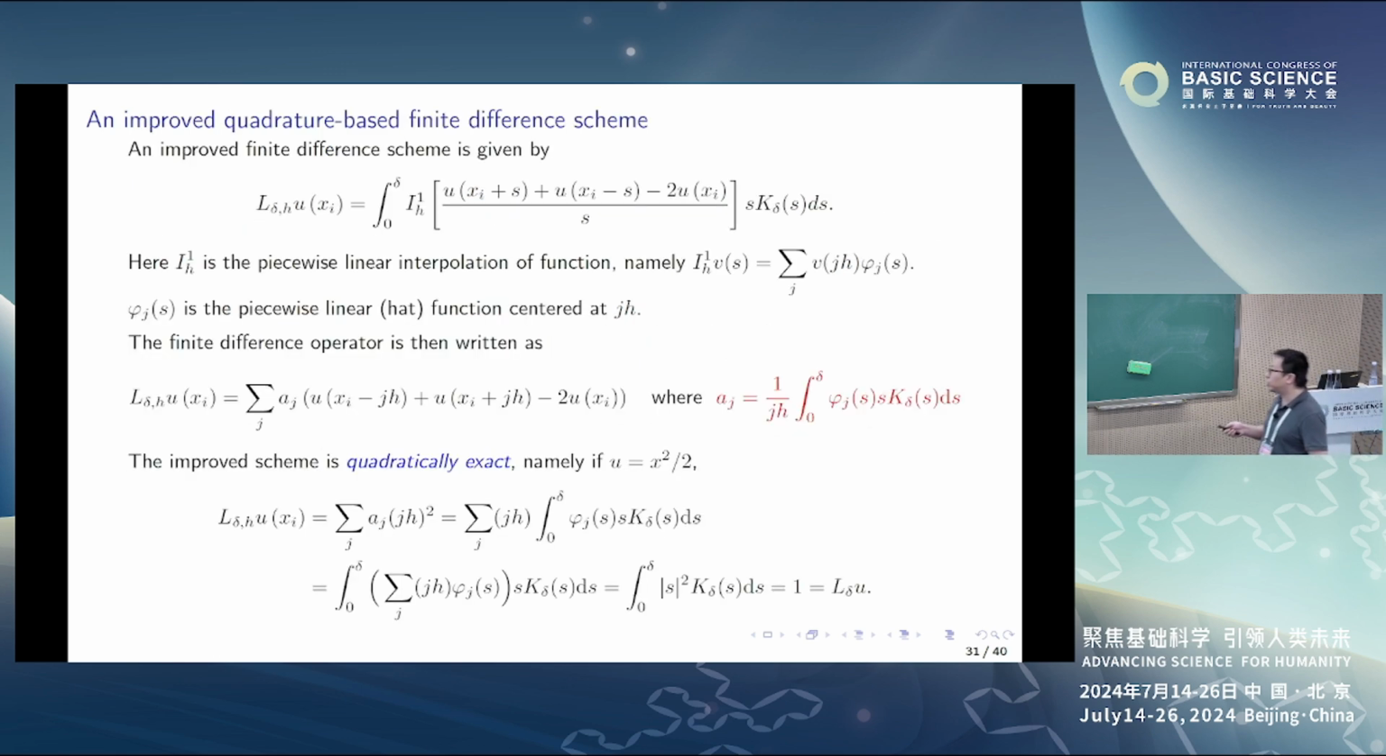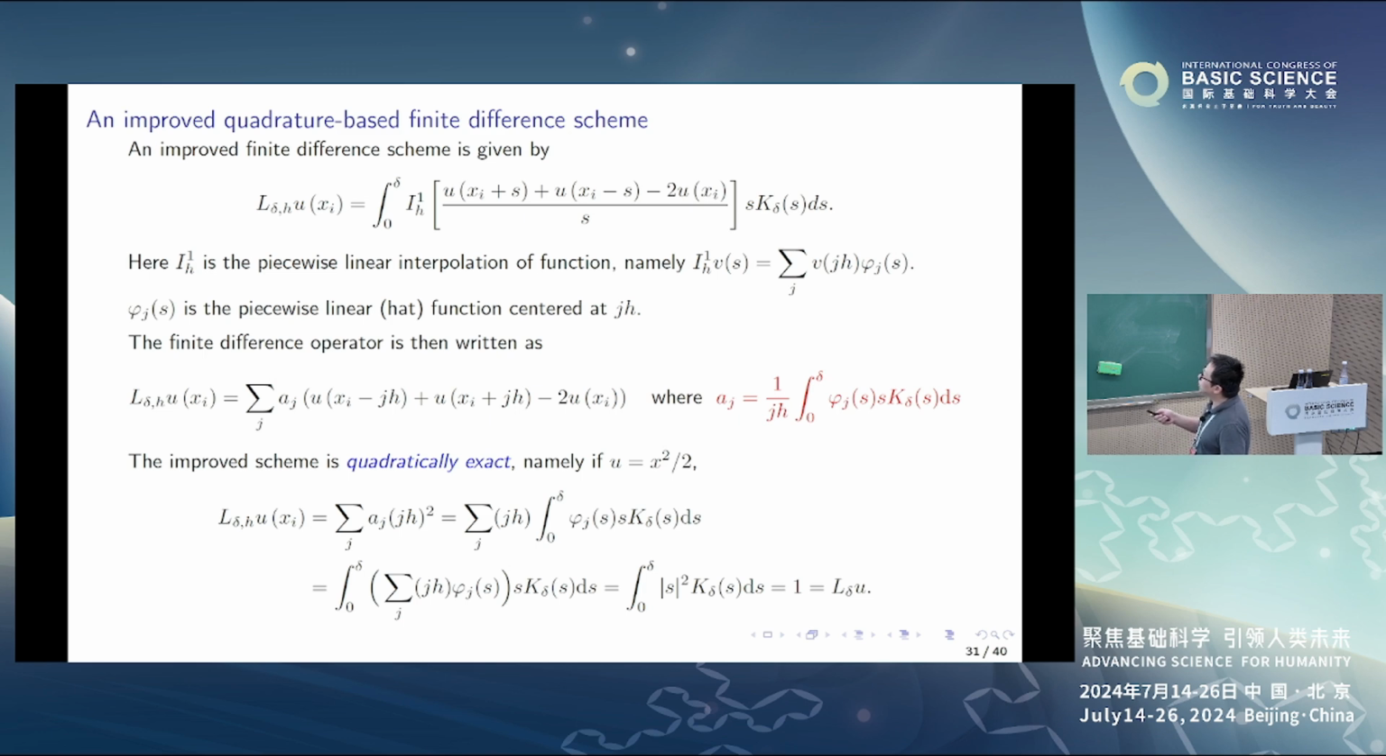So actually we can revise this scheme a little bit to get an AC scheme. For example, we can divide by s and multiply by s. And for this part, we take a piecewise linear interpolation operator, which is just a linear combination of the nodal basis functions phi j, where the coefficient is the function's value. Then after we do this interpolation, we approximate the nonlocal operator using a quadrature-based finite difference. So we get a discrete form, which is a linear combination of function values, and the coefficient a j is given by an explicit formula, which is just the integral of the basis function and the kernel function times an additional s. And this can be computed exactly.